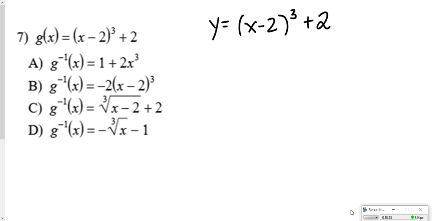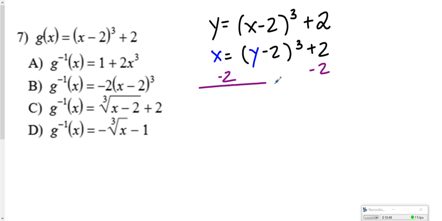I'm going to hit record. All right, let's work through number 7 and check your work. So I'm going to switch my x's and y's. And then I'm going to solve my problem. Remember, when I solve, I want this parentheses cubed by itself. So I need to make the 2 go away. By subtracting it, I get a 0 on this side. So 2 minus 2 is 0. So all I'm left with is the y minus 2 cubed. And then x minus 2.